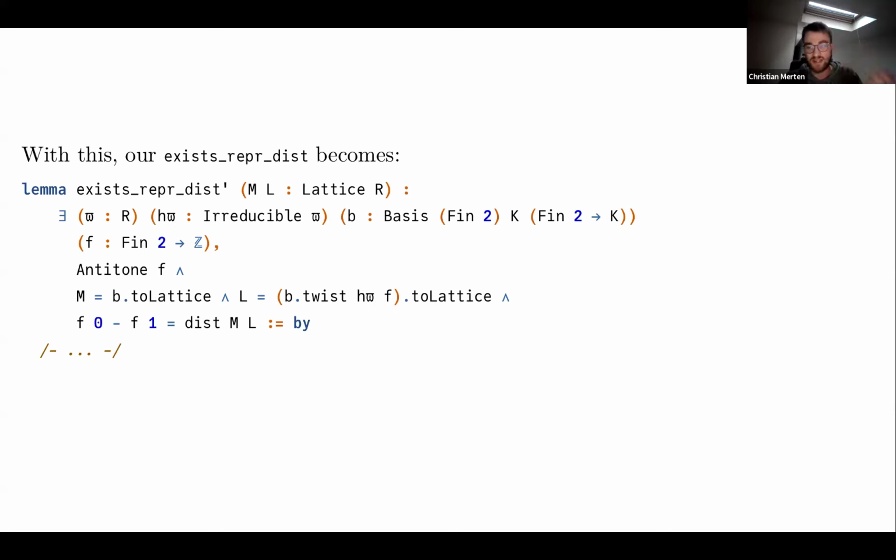And the key difference is that now M and L are free variables. So essentially at the beginning of a proof, I can just subst on these two conditions and replace my arbitrary lattices with this explicit representation, and then provide a bunch of API on this toLattice operation and the twist operation, and then just let everything be solved by simp or by some simple rewrites.